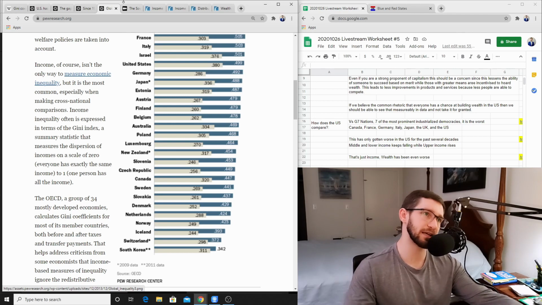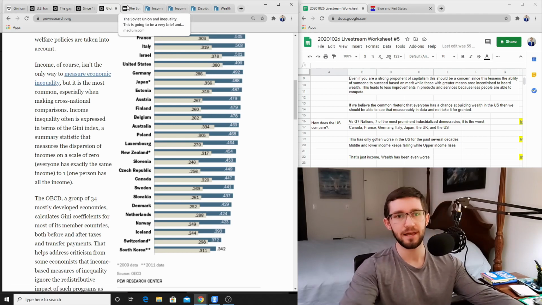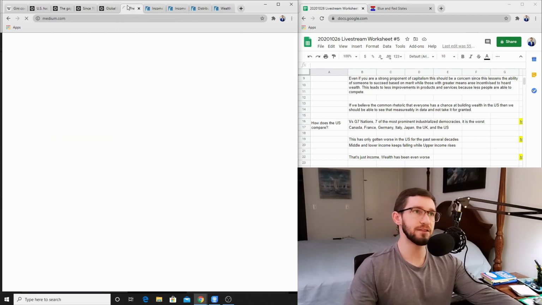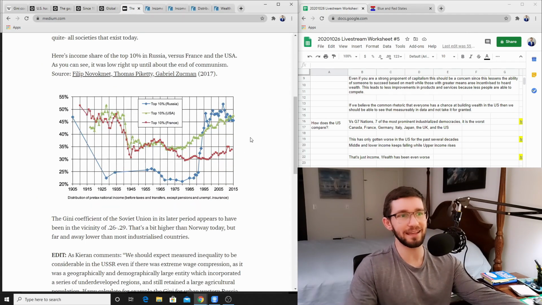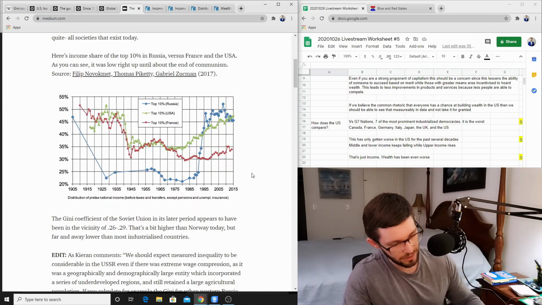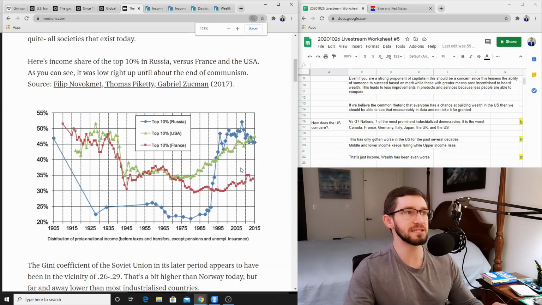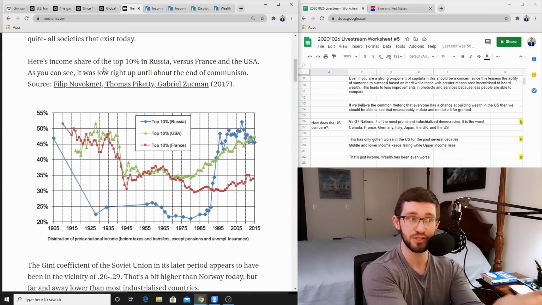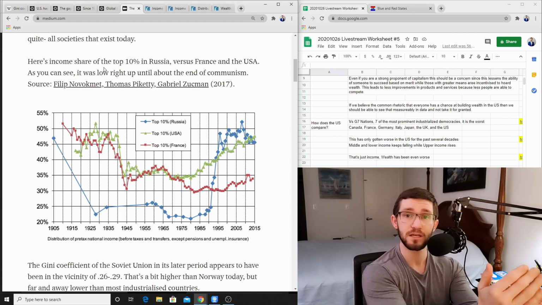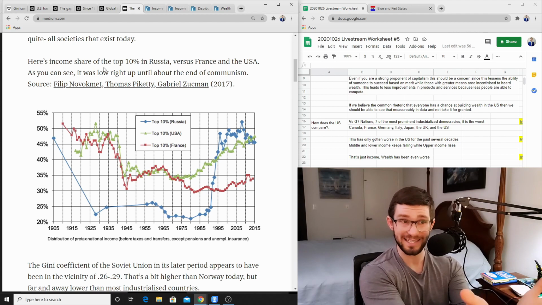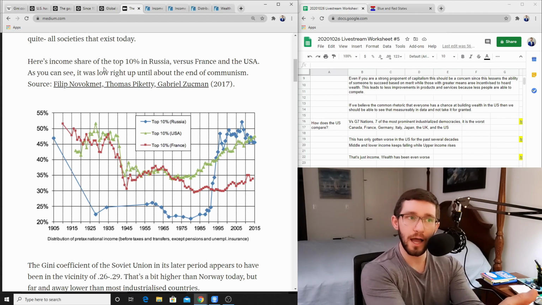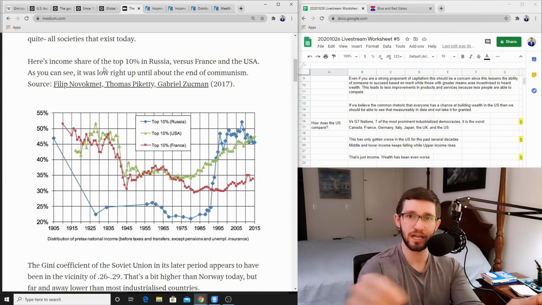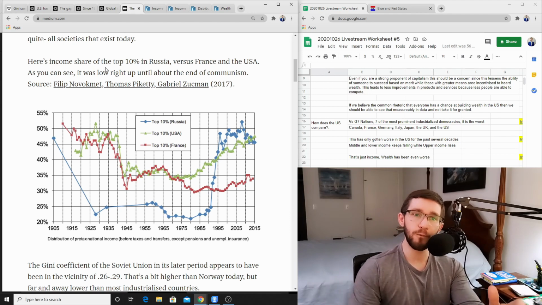Now let's look historically, because we want to see how economic policies affect this, right? And this is definitely an example that is going to get you talking and thinking. We're looking at the share of the top 10% in the United States over the last century, a little over. And we're looking at how it changes over time. What we can see is we're comparing France, the U.S., and Russia.